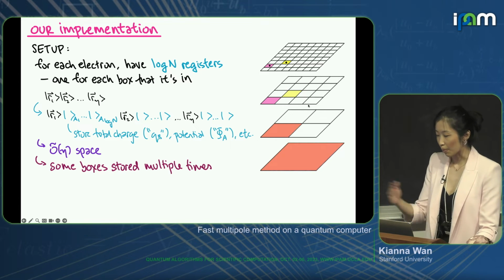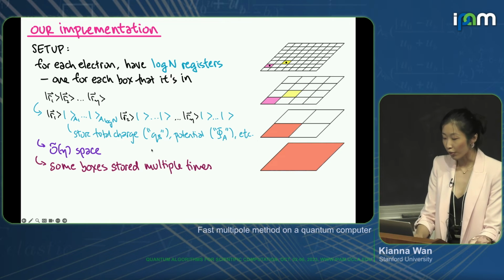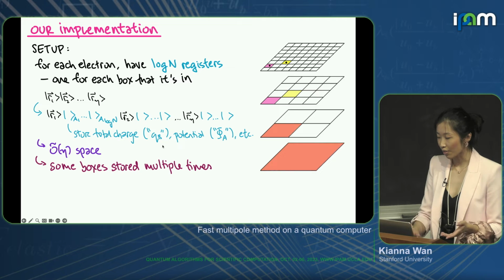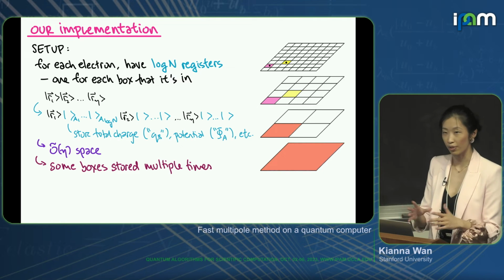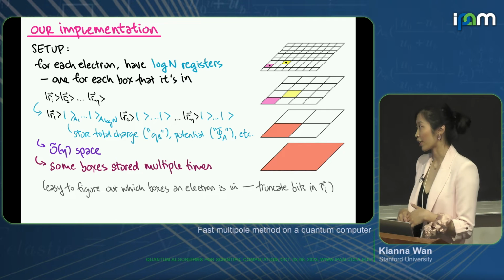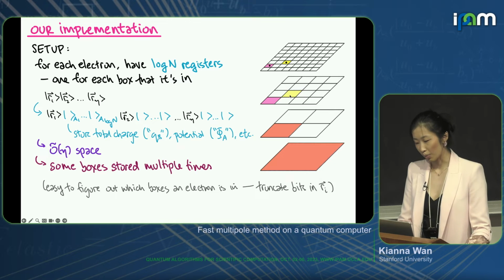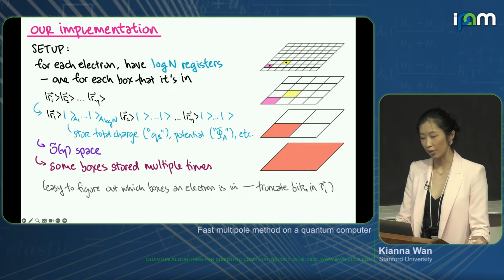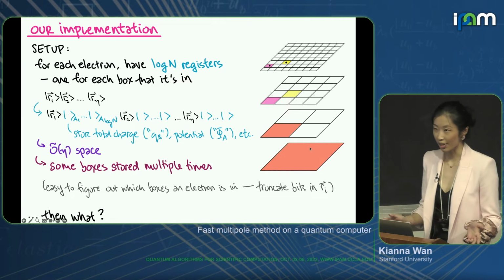But one issue, and we'll come back to this later, is that if we do have multiple registers for the same box, then we need to make sure that information about that box gets correctly put into every one of those registers. And also observe that it's easy to figure out which box an electron is in. We can think of the lower levels of boxes as a coarse graining of our grid. So we can just truncate the binary representation of the electron position as we go down the levels. Okay, so this is how we'll set up our registers.